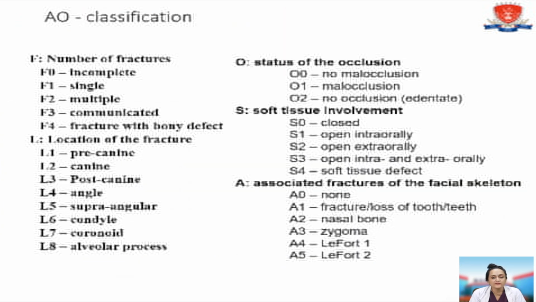Then there is the AO classification or FLOSSA, where F signifies the number of fractures, L is the location of the fracture, O is the status of occlusion, S is the soft tissue involvement, and A is associated fracture of the facial skeleton.